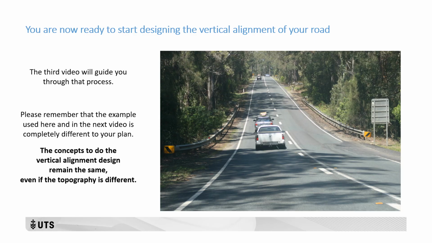Once you've got that long section plotted up, you're ready to start doing the design for your vertical alignment of the road, putting in the grades and the vertical curves. And the third video will take you through that process. Remember that the example of the long section here will be used again in the next video, and it is completely different. It won't bear any resemblance to your plan, but the concepts of how you do a vertical alignment design remain the same, even if the topography is different.